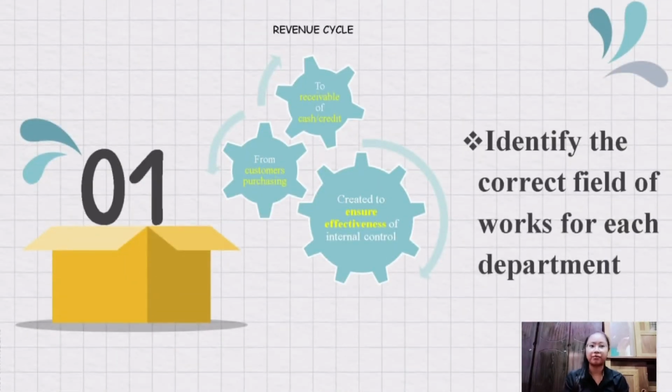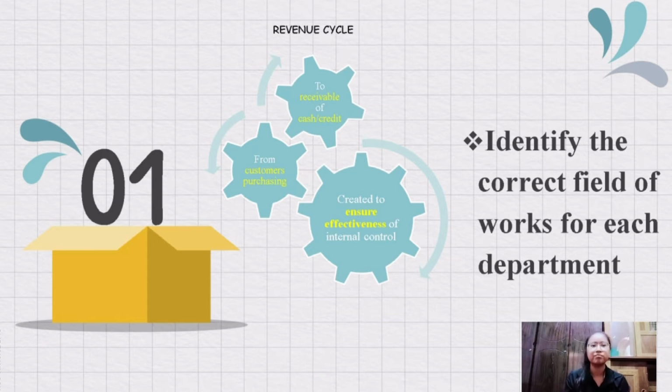I will be presenting the strength of internal control procedures present in Success School Uniform's revenue cycle. Revenue cycle is the process from the beginning of purchase or sales from customers until receipt of cash or credit from customers. This revenue cycle is created to ensure that the internal control runs smoothly. The strength of internal control procedure of the revenue cycle includes 4 steps, which can be stated, at first, to identify the correct field of work for each of the departments.